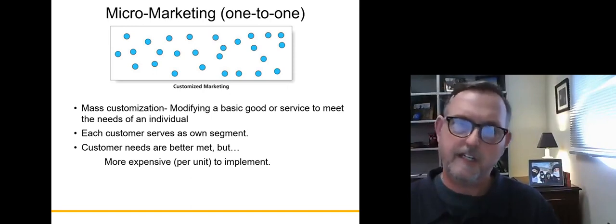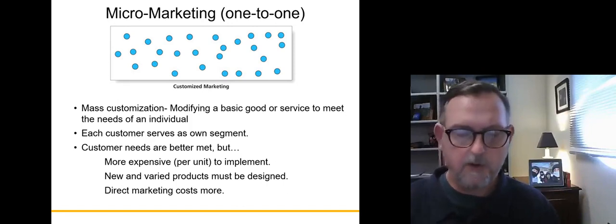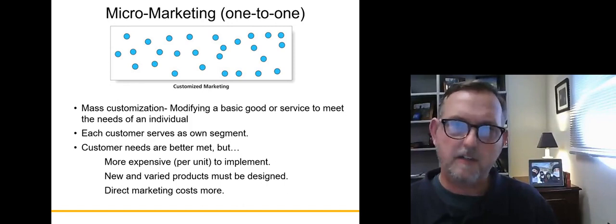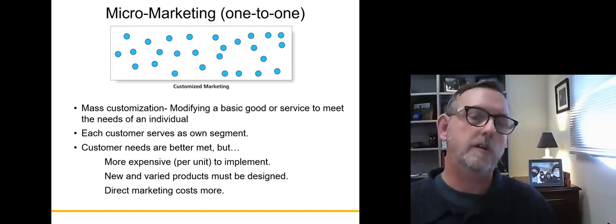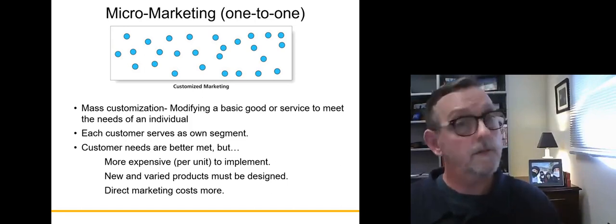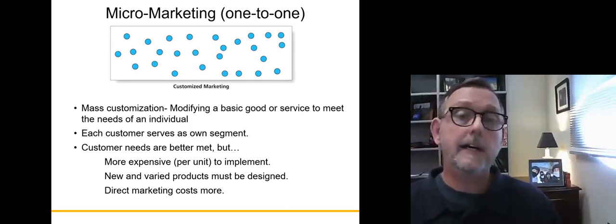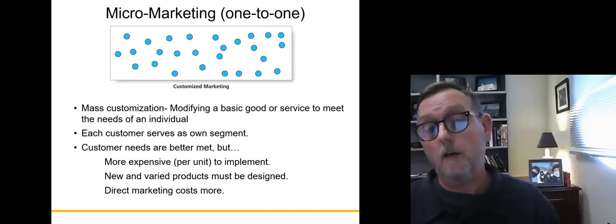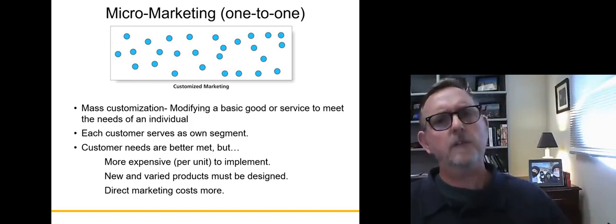The biggest challenge of this is that it's super expensive for the organization to do this. It's more expensive when we think about our per unit costs. We have to have lots and lots of specialization for the product. It also costs more to communicate with them. So direct communications by person is expensive. So bear this in mind, that you have to have a lot of profit margin to be able to make good money and really make a business model work using this type of strategy.